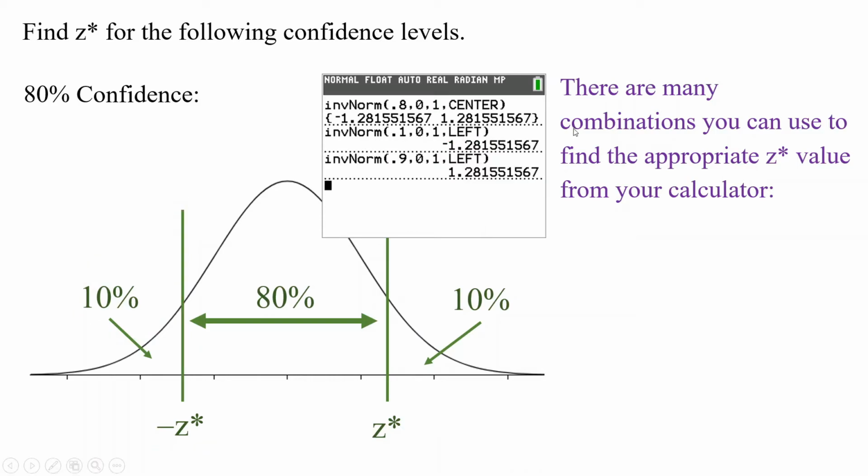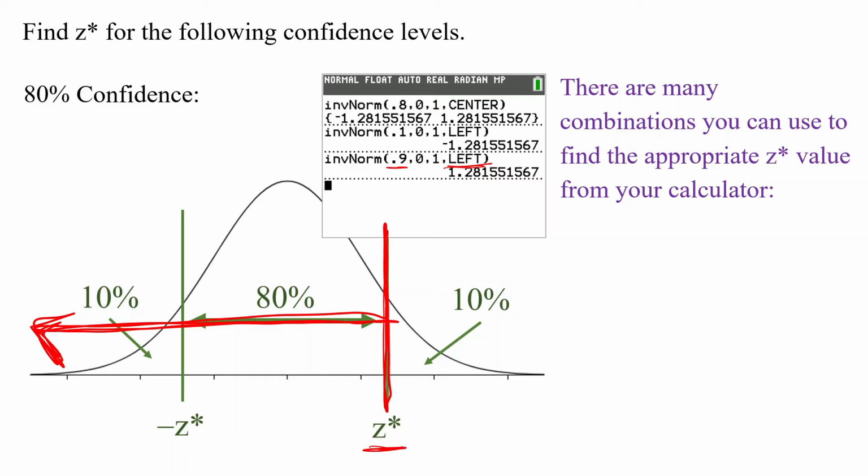You could also just figure out 0.9 to the left. Okay? So 0.9 to the left is this value, where 90% is to the left of this value, right? The 10 plus the 80, 90% there, and that gives you the positive version of Z star.